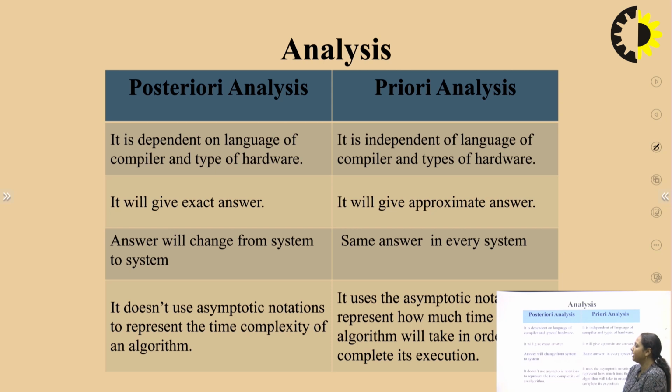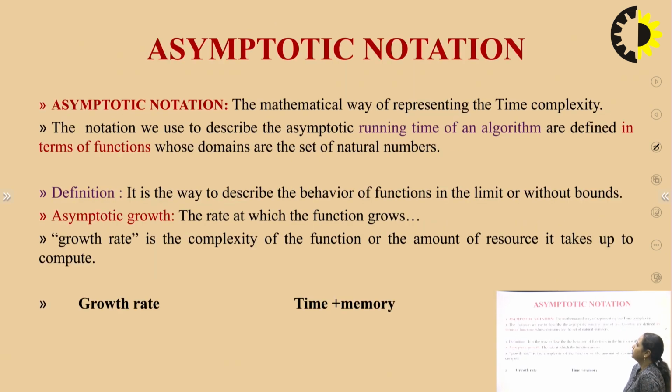Next, posteriori analysis does not use asymptotic notation to represent the time complexity of an algorithm, but in priori we use asymptotic notations to represent the time complexity of an algorithm. So what are asymptotic notations? Asymptotic notations are the mathematical way to represent the time complexity.